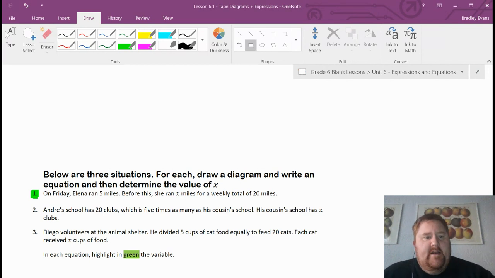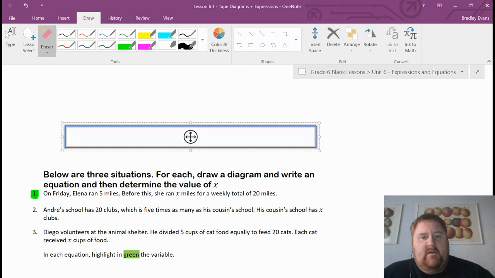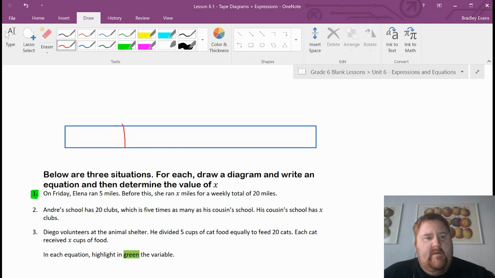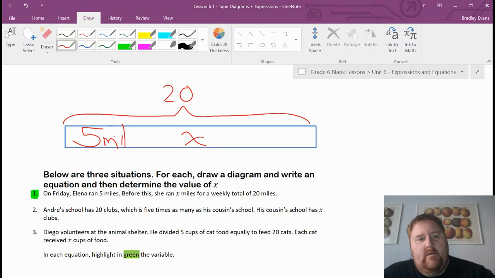It says on Friday, Eleanor ran 5 miles. So I'm going to start with a big tape diagram here, and I'm going to write here that she ran 5 miles. Before this, she ran X miles. Okay, so I'm going to say that she also ran X miles for a weekly total of 20 miles. So all of that should add together to give 20.